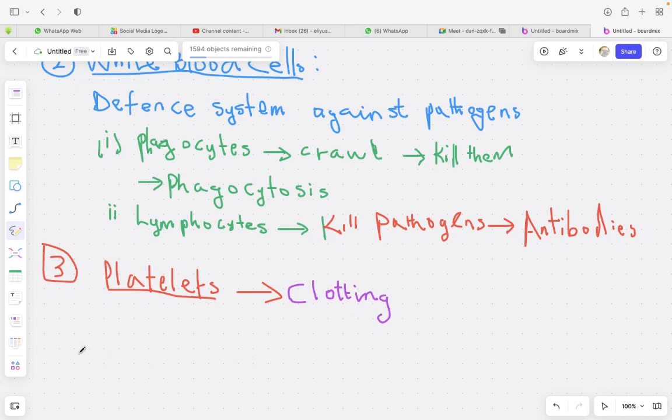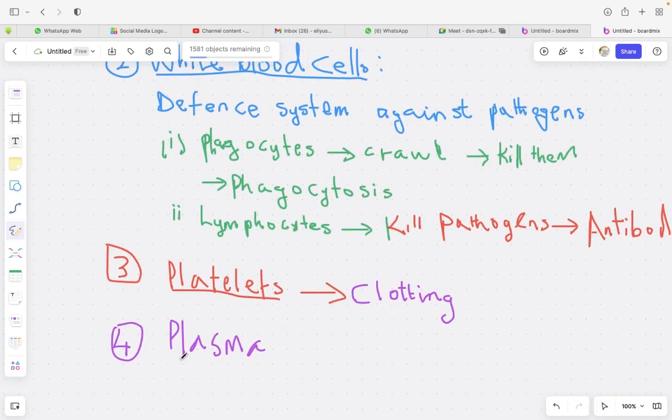Now let's go to the fourth and the last one for this class, which is called the plasma. This is the big part of the blood, which is a liquid and is mostly water. In fact, more than 80% of the plasma is water. The other things in the plasma are the organic substances that dissolve in it. The blood plasma is a pale yellow color.